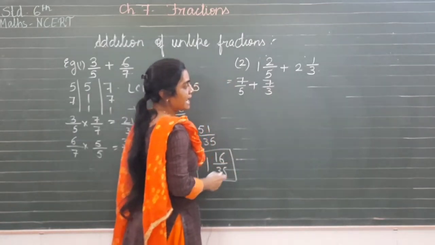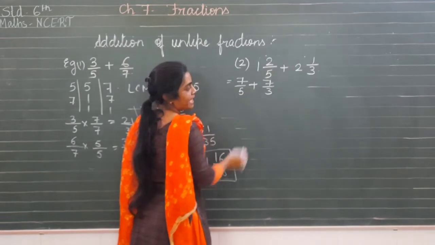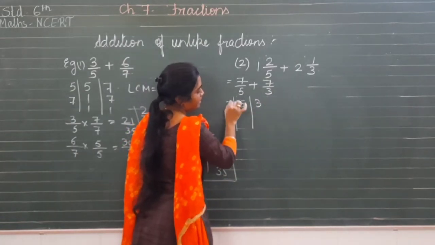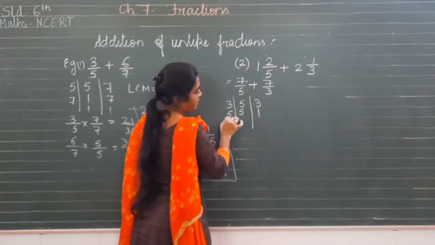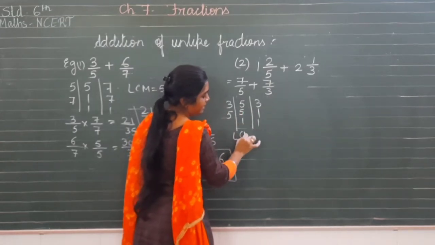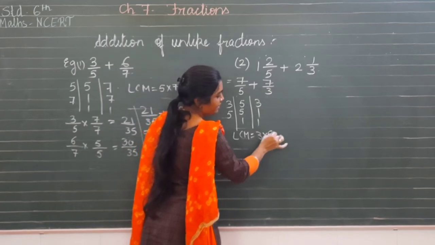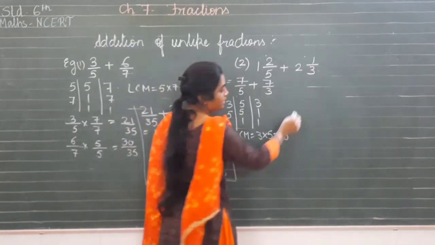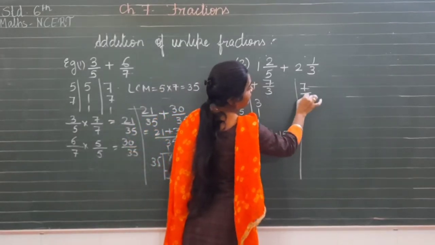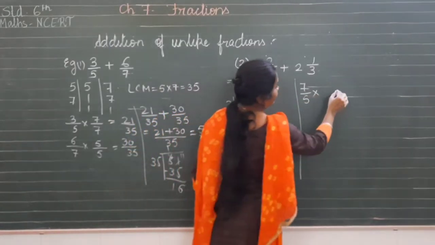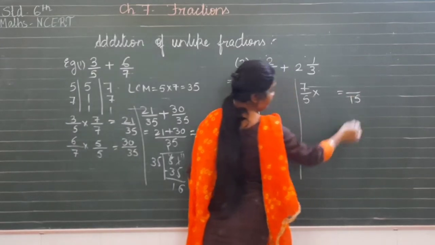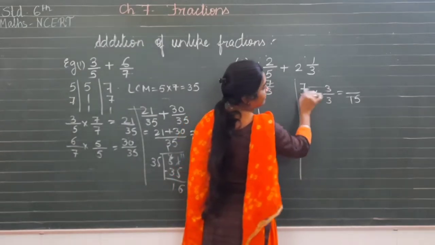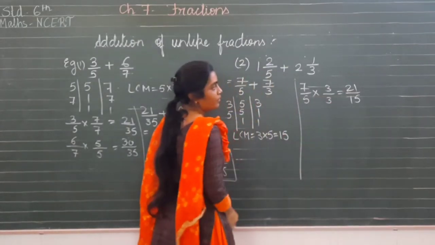Now let us add the numbers. First we will find out the LCM of 5 and 3. LCM will be 3 into 5, that is equal to 15. Now let us make the denominators equal. So 7 upon 5, multiply by 3 in numerator and denominator to get 15. So 7 3s are 21 upon 15.